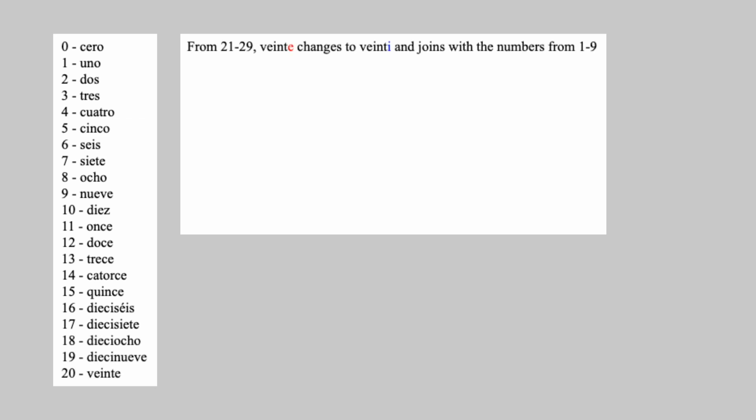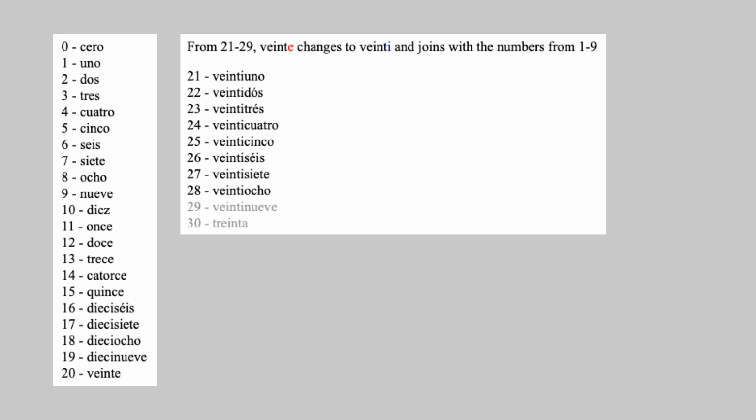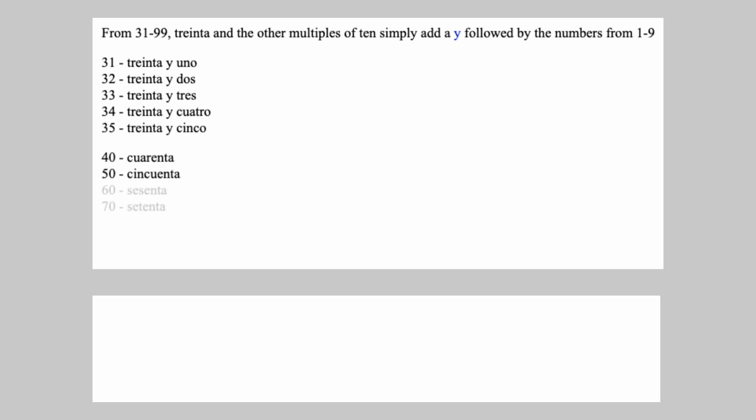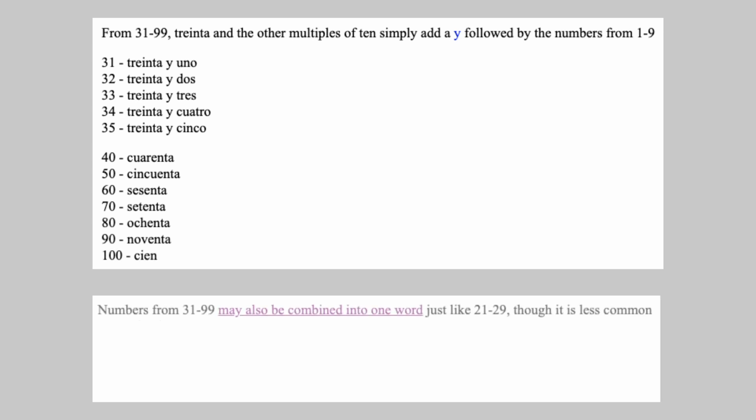From 21 to 29, 20 changes the E to an I, and it joins with the numbers from 1 through 9. From 31 to 99, 30 and the other multiples of 10 add an E, followed by the numbers from 1 to 9. And you can combine them into one word, but it's less common to be done this way.